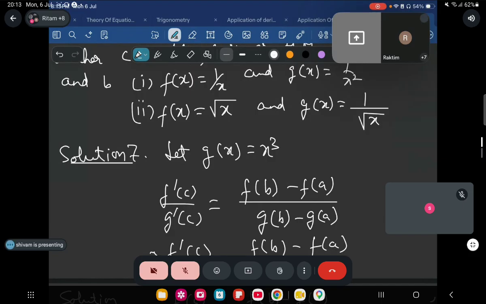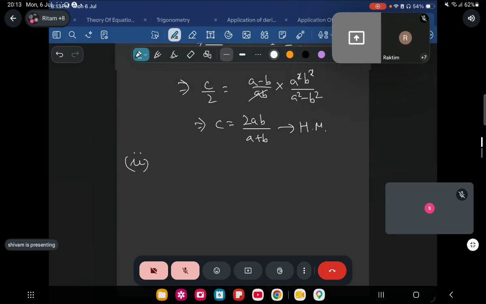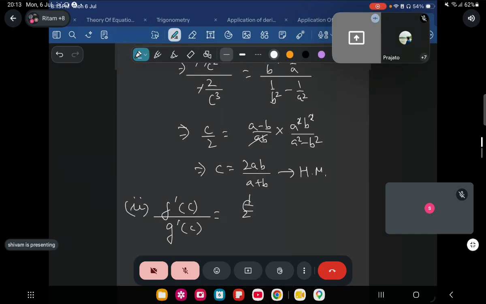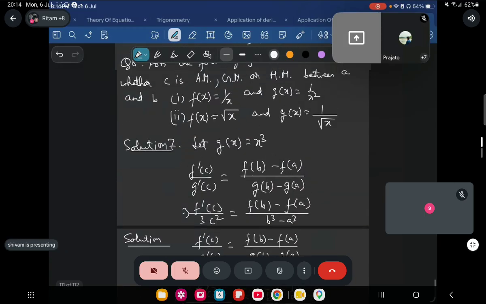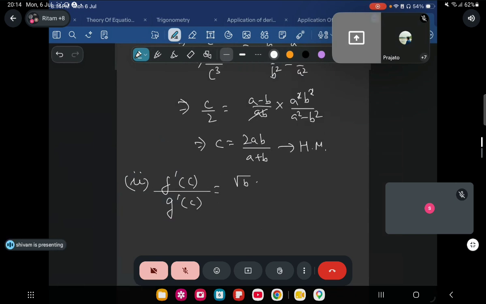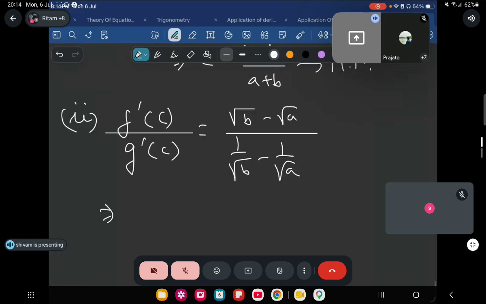Yes, sir. See, Raktim, Ritam, Prakto, what answer did you get? Tell me. For the second one, GM, correct. F dash c by g dash c is equal to 1 by 2 root x. This will be equal to f of b minus f of a, so root over b minus root over a upon 1 by root over b minus 1 by root over a. Right, tell me, are you getting it, Rakti?